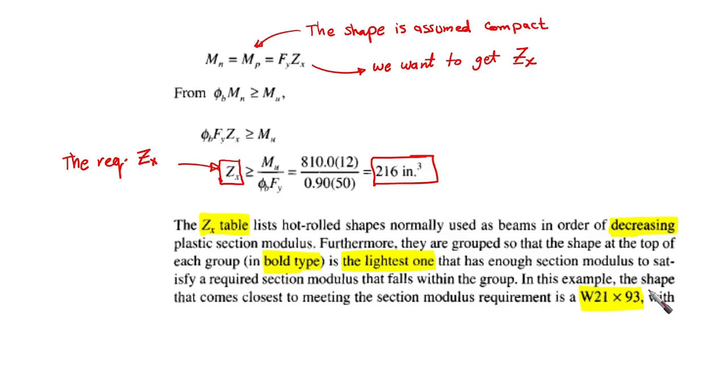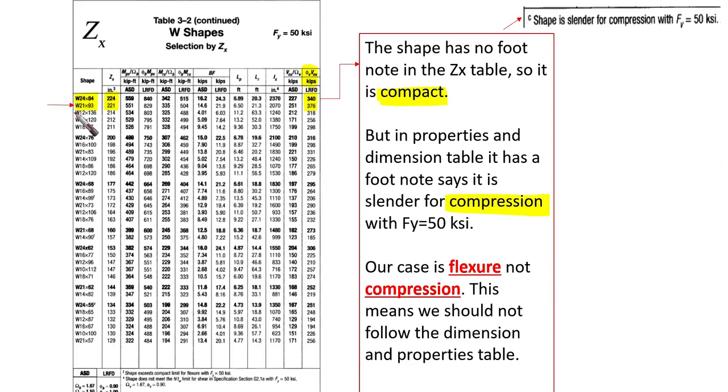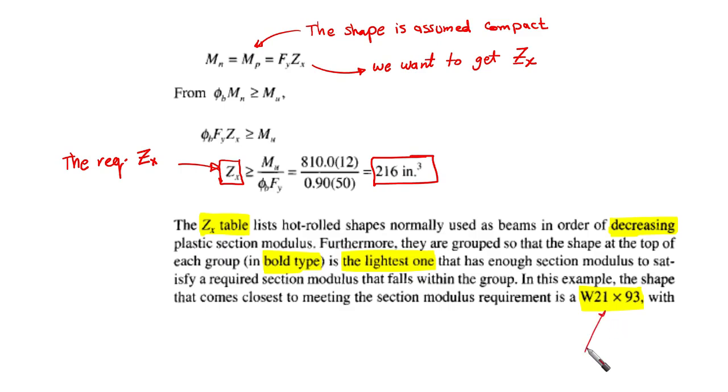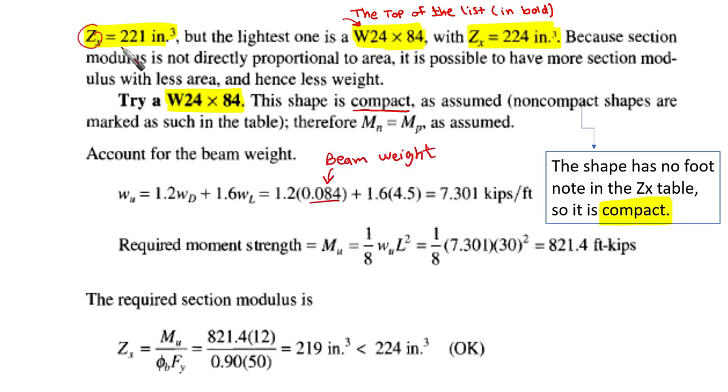Okay, in this example, the shape, we have 216. The shape that comes closest to meeting the section modulus requirement is wide flange W21 by 93. Let's go here. That's right here. We have 216, right? We are here between 214 and 221, so we are going to use 221, which is W21 by 93. And this is what we have assumed is going to satisfy, with ZX equal to 221.